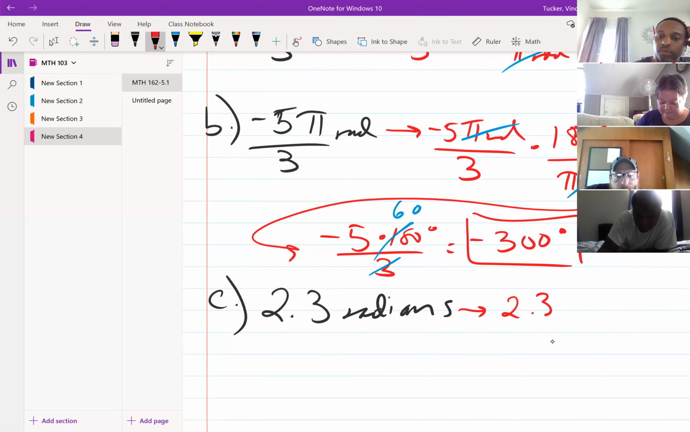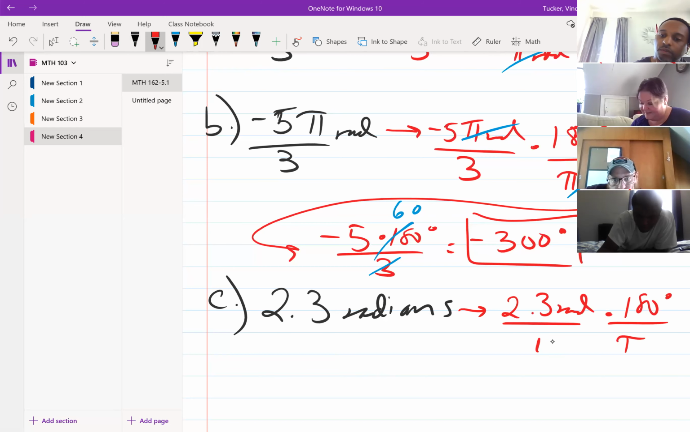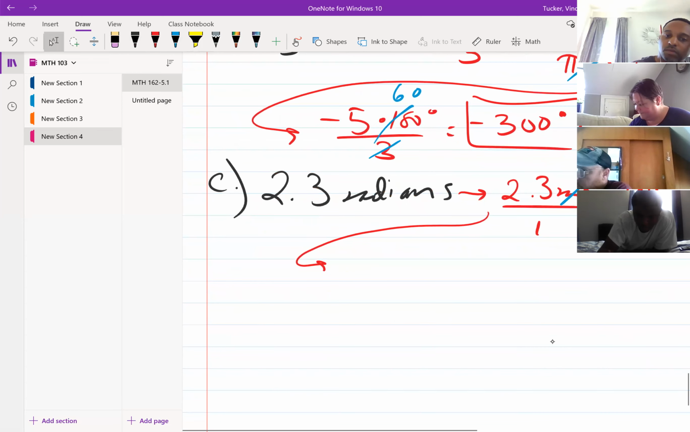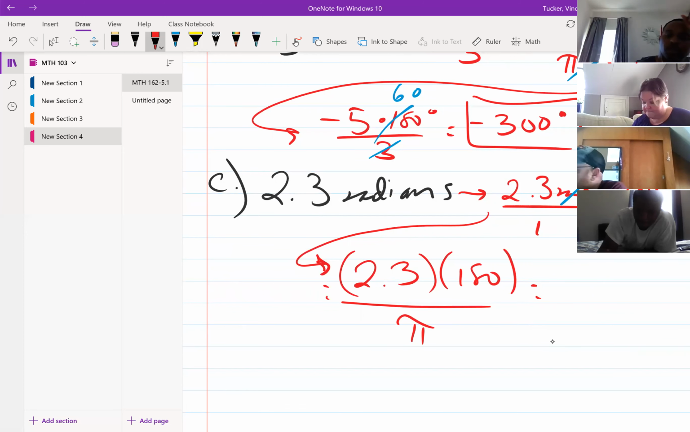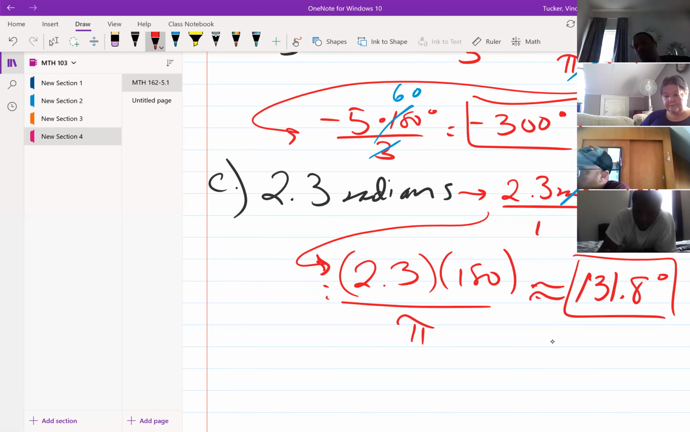So that's 2.3 radians. I'm going to multiply that by 180 degrees over pi radians. The only thing that will cancel out is the measurement of radians. So that'll be 2.3 times 180 over pi, and that would be approximately 31.8. And MyMathLab will let you know how many decimal places they want and all the good stuff like that.